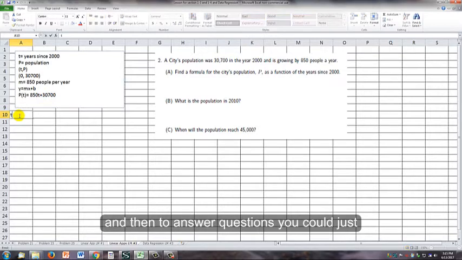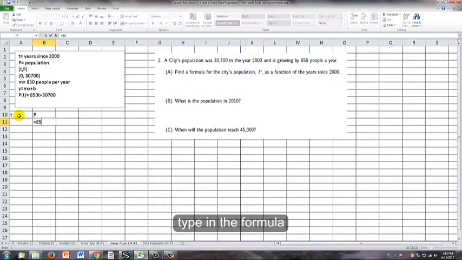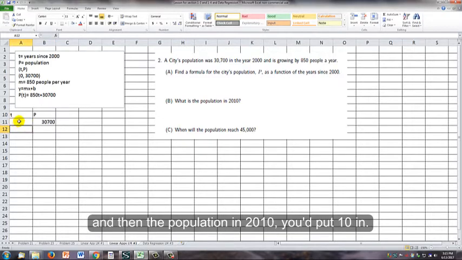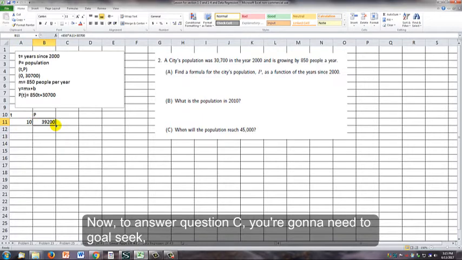And then to answer questions, you could just type in the formula, 850 times A11 plus 30,700. And then the population in 2010, you'd put 10 in. Now to answer question C, you're going to need to goal seek.